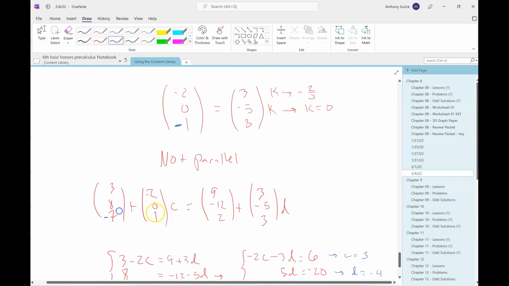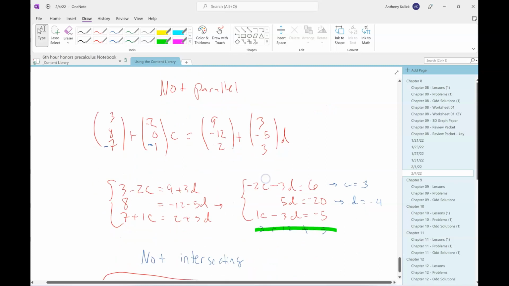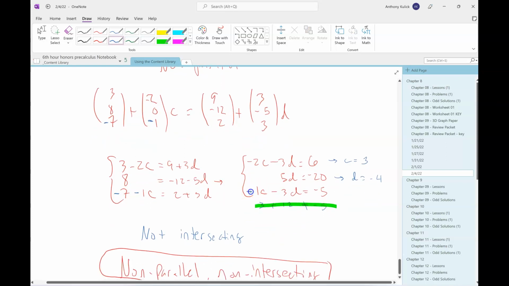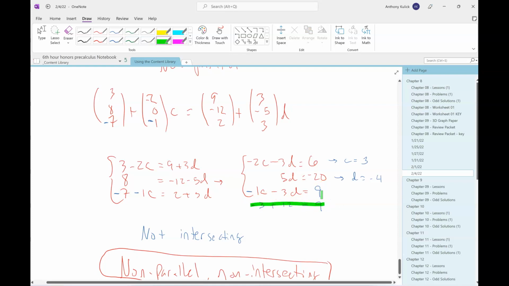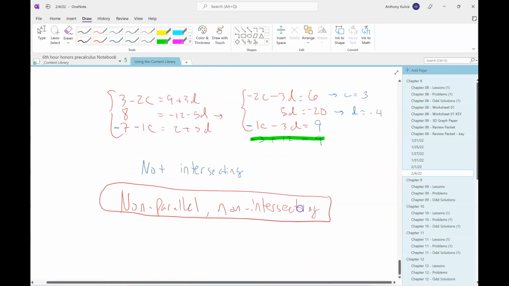All right, well, let's see. That should be negative. So yeah, it did work. Help if I copied the stupid thing down. What a Mr. Kulik mistake that is.